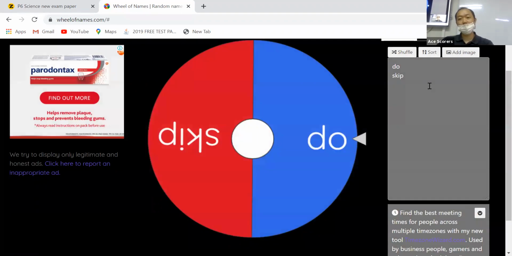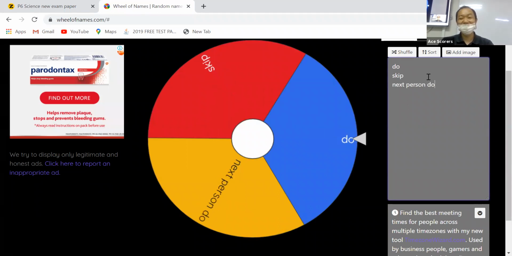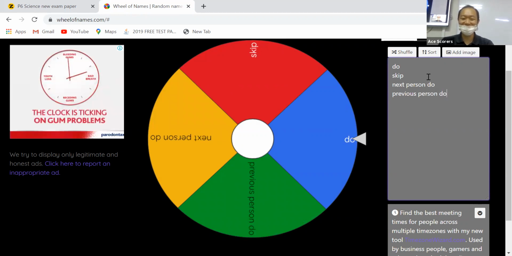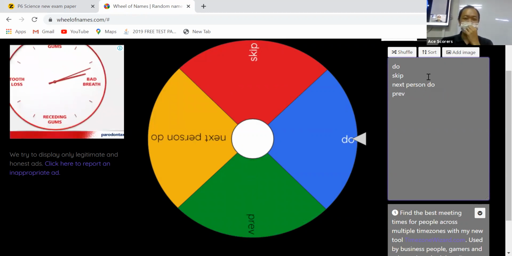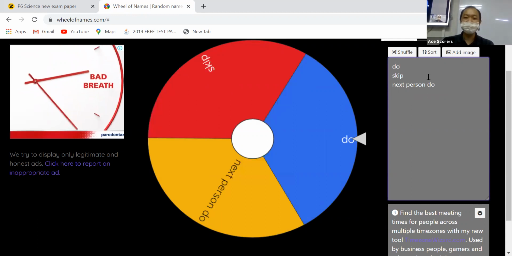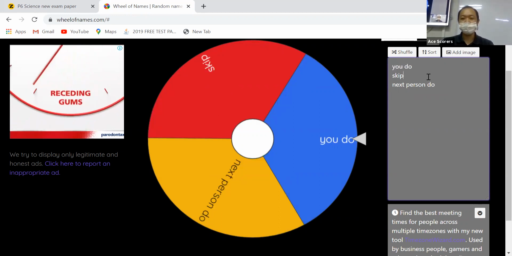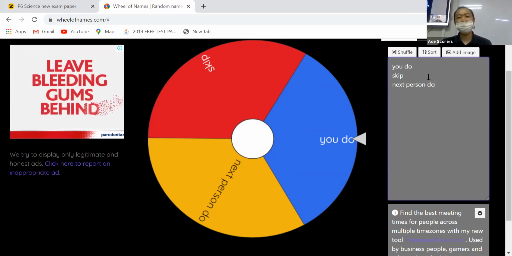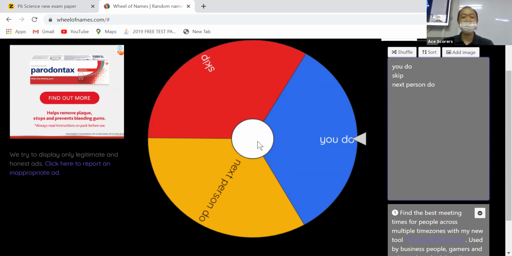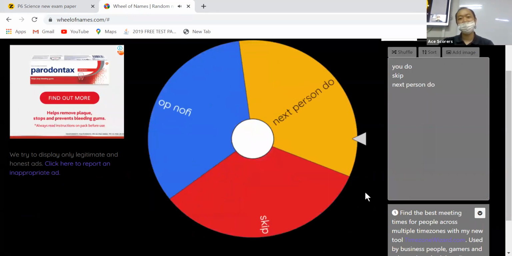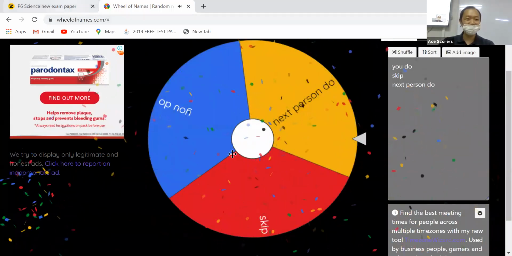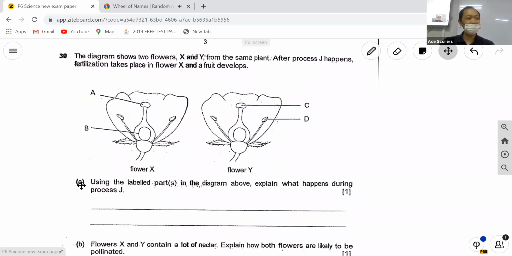All right, give it an option, okay? Skip. Next. Previous. Okay, this one is you do, skip. Then the next person does. Wait, after him, then the previous person does, right? Well, that's not bad. Okay, this is for Tristan. Oh man, why is he so lucky? Okay, Kenny, it's yours. Don't worry, your time will come.